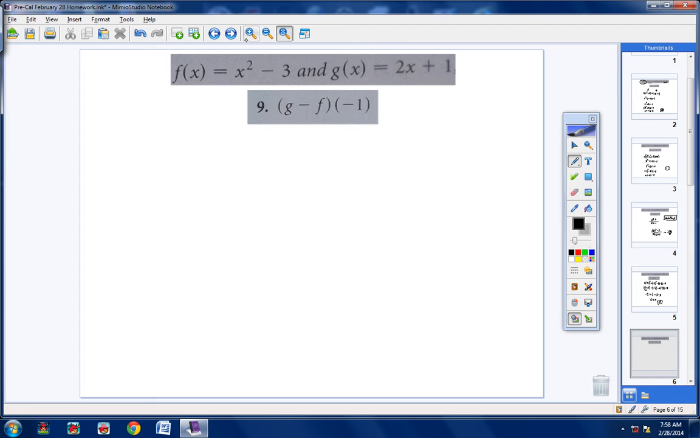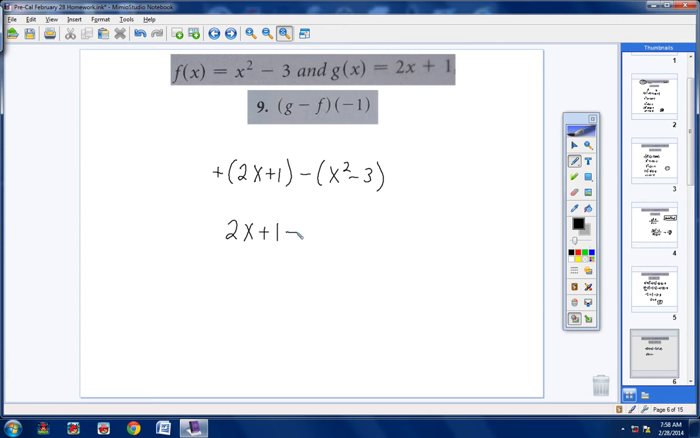Let's move on to number 9. Now earlier in number 3 we did f minus g. Now we're going to do g minus f. So I write my g function first, 2x plus 1, then minus, then parentheses, my f function, x squared minus 3. Now there's a positive sign out front, even though you can't see it. All of these signs stay the same. There's a negative sign in front of this parentheses, so all of these signs change.